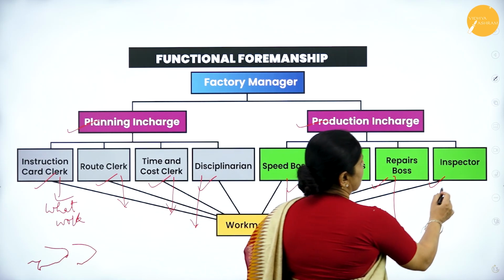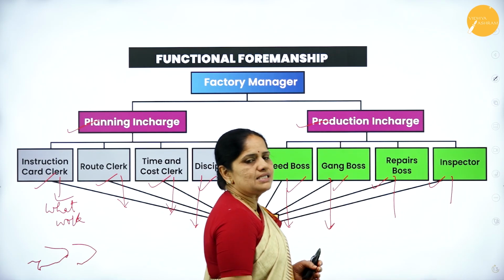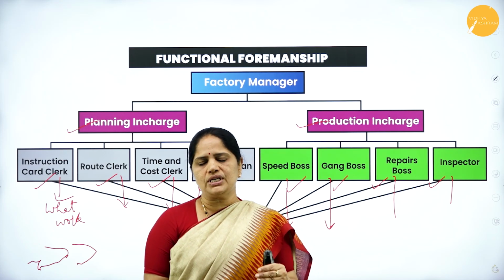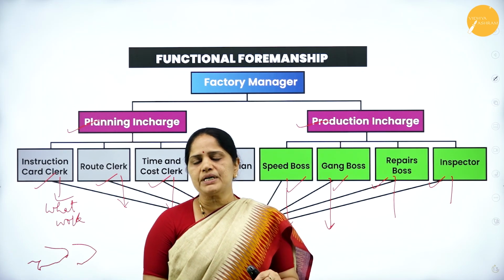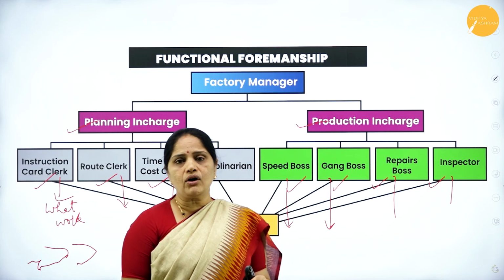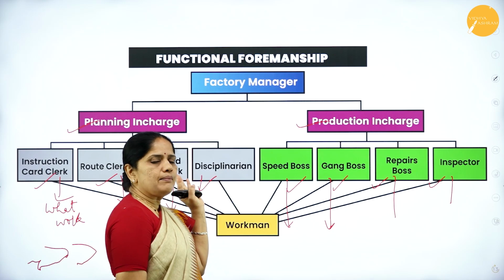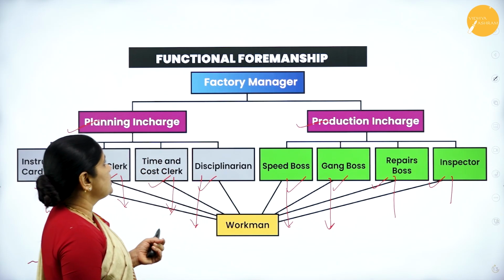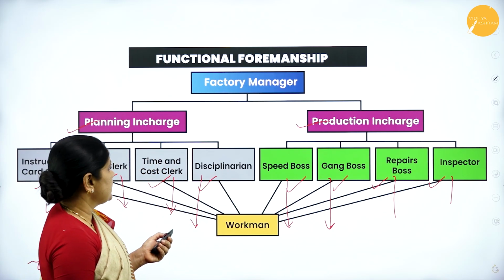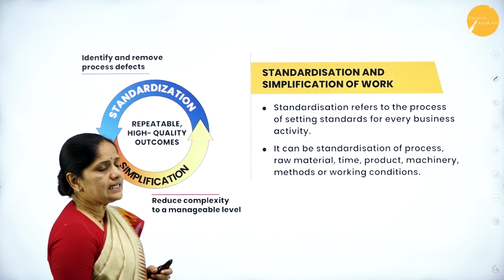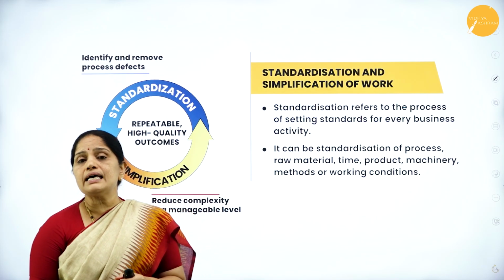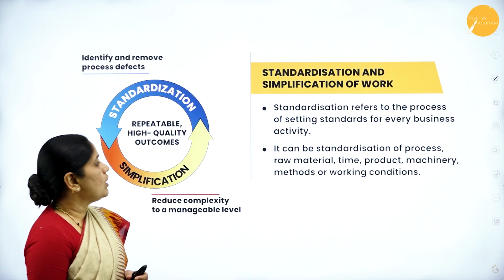And the last one is the inspector. Once the output has come out of the machine, there should be a person who will inspect the quality of the goods. So, the inspector. All these comprise the functional foremanship of F.W. Taylor. Then, in the second technique, he calls for standardization and simplification of work.